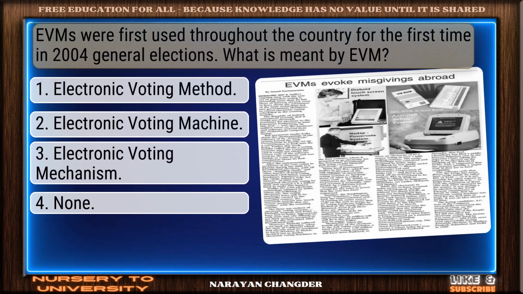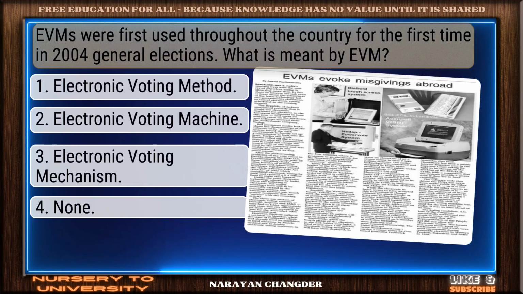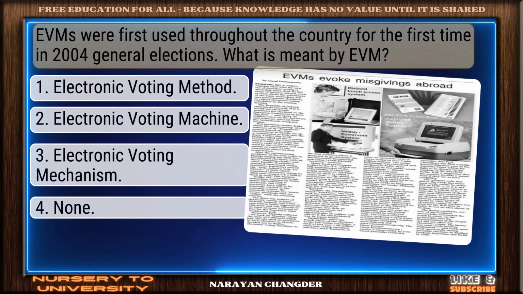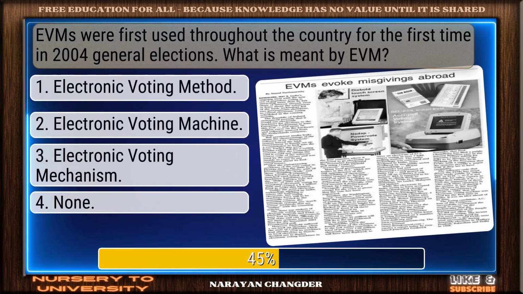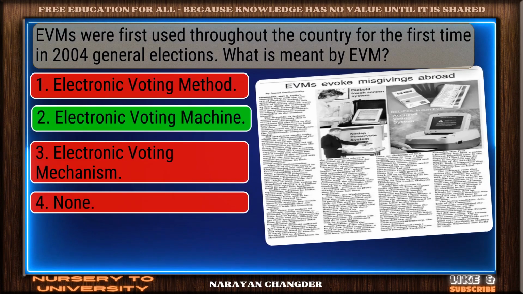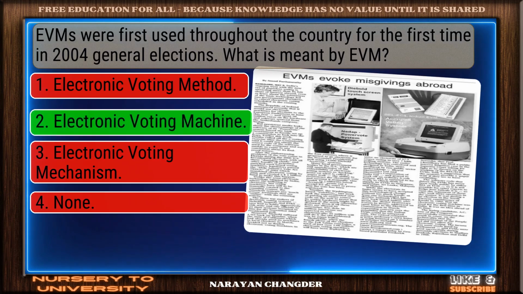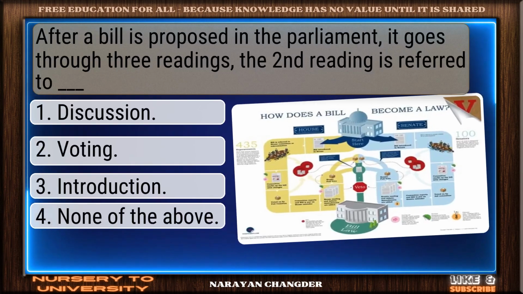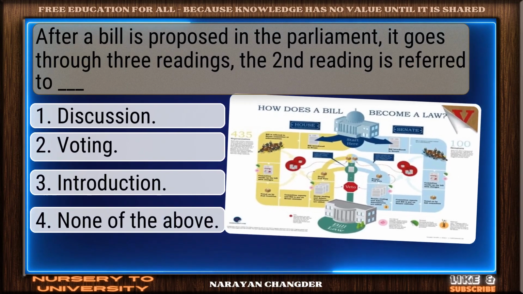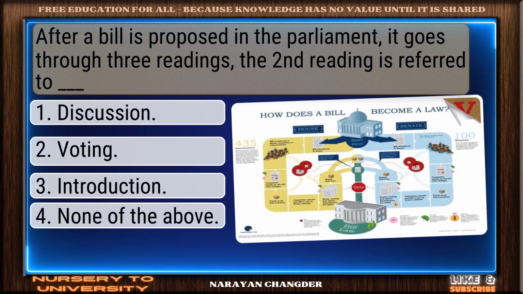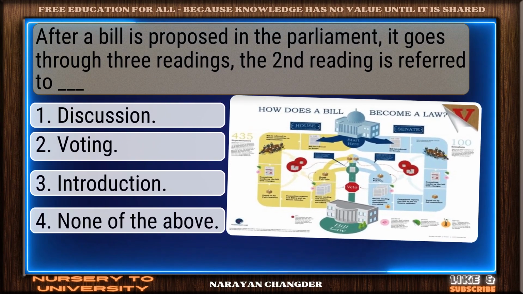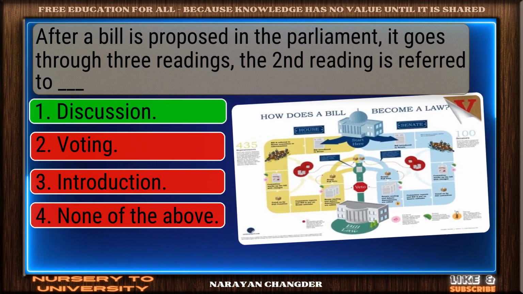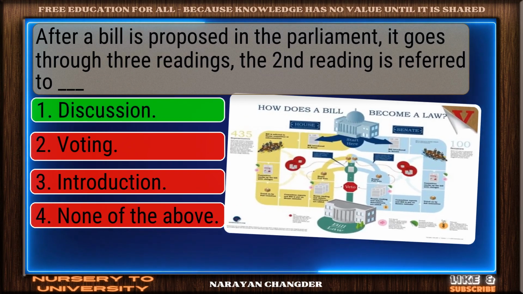Question number 16. EVMs were first used throughout the country in the 2004 general elections. What is meant by EVM? Correct response. Electronic voting machine is the most accurate answer. Question number 17. After a bill is proposed in the Parliament, it goes through 3 readings. The second reading is referred to as what? Perfect. Discussion is the correct choice.